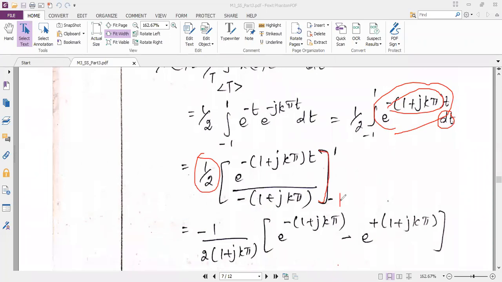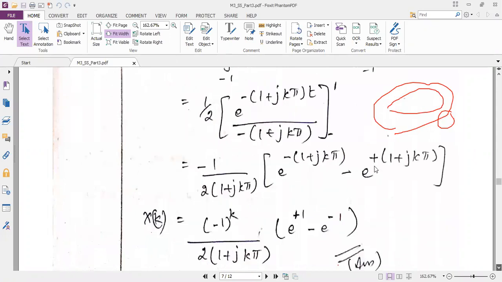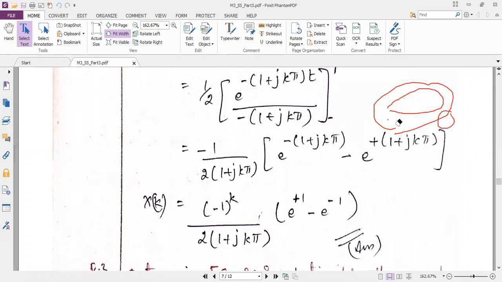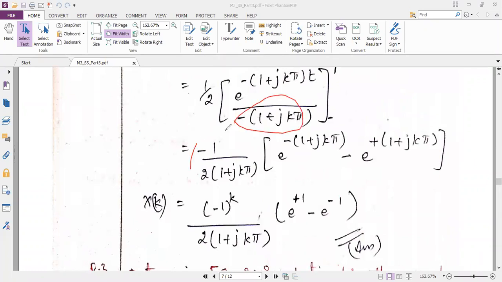I want you to try to apply the limits. The denominator you can move outside because the denominator does not have any t expression. You can see on my screen, I have substituted the upper limit minus the lower limit. The denominator minus together I have taken outside. You can see here.